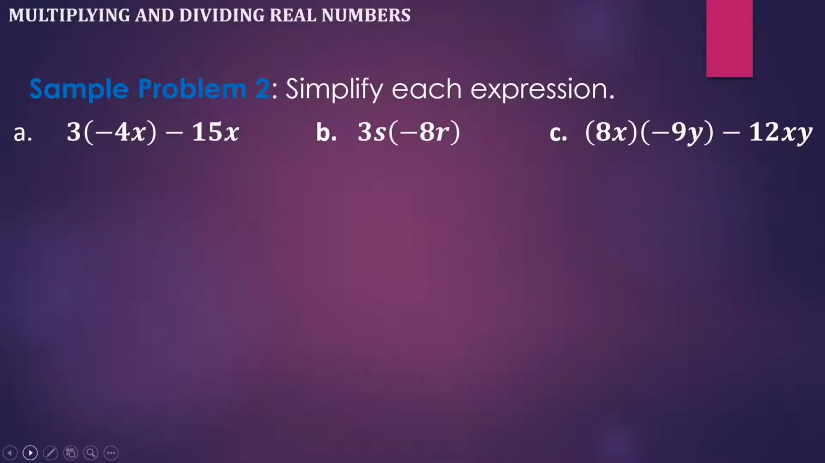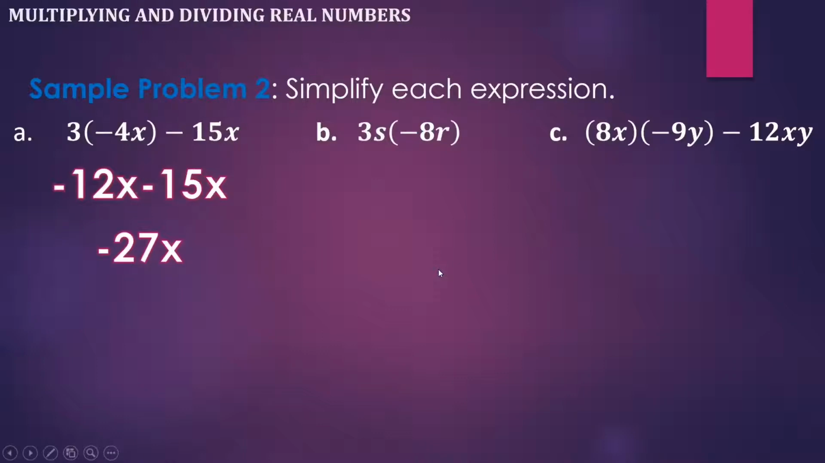Okay, so this is the same. I'm kind of fusing together our first topic of order of operations with this multiplication of negatives and positives. So first I need to look. I've got multiplication and subtraction within this letter A. First I need to multiply. So 3 times negative 4x gives me negative 12x minus 15x. I just bring down what's there. So now I have a negative and a negative, and I'm subtracting. So that really gives me negative 27x.